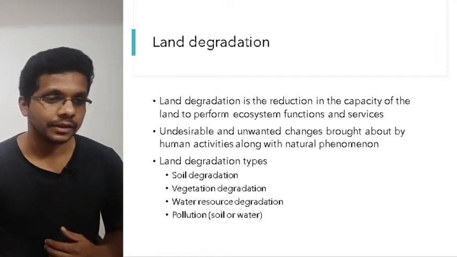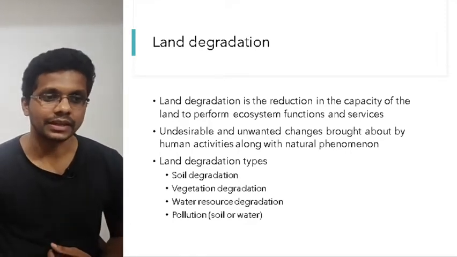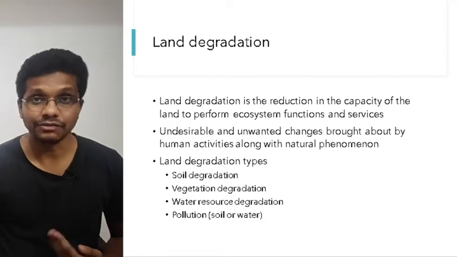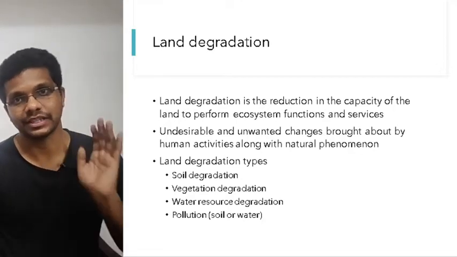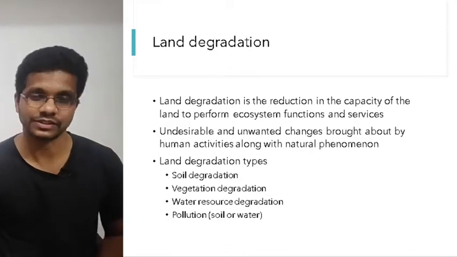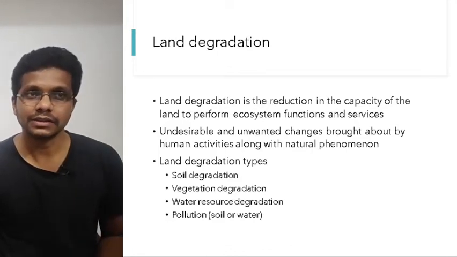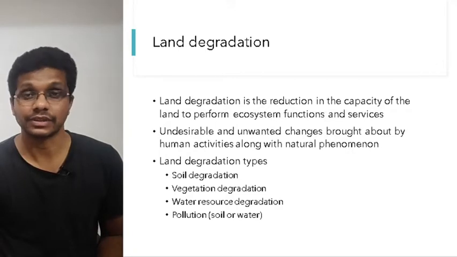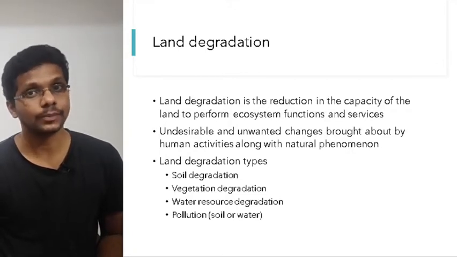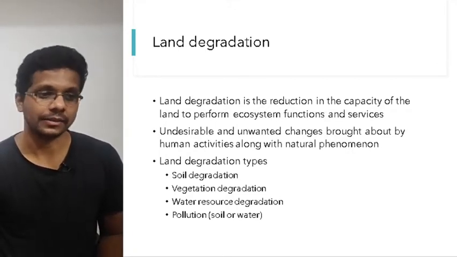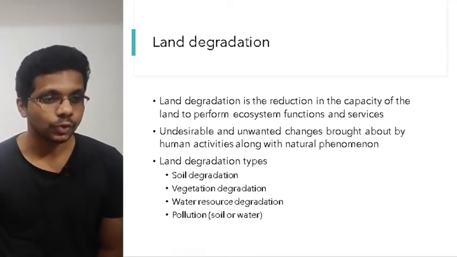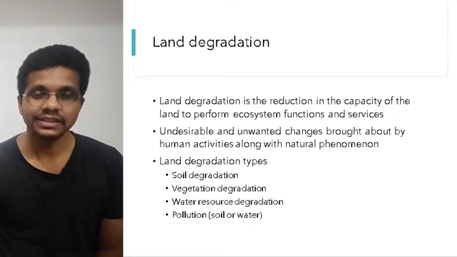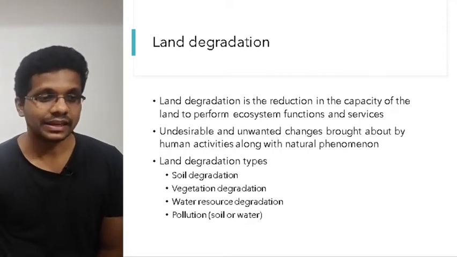degraded. So land degradation is an undesirable, unwanted change due to natural causes as well as artificial or man-made anthropogenic causes. And the rate of natural land degradation is very low when compared with the anthropogenic causes of land degradation. There are different types of land degradation, which include soil degradation, vegetation degradation, water resource degradation, and pollution of soil and water.